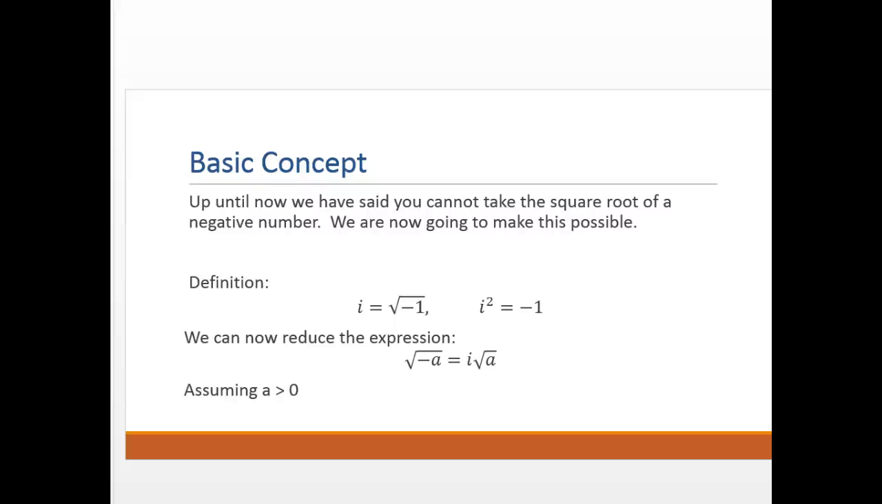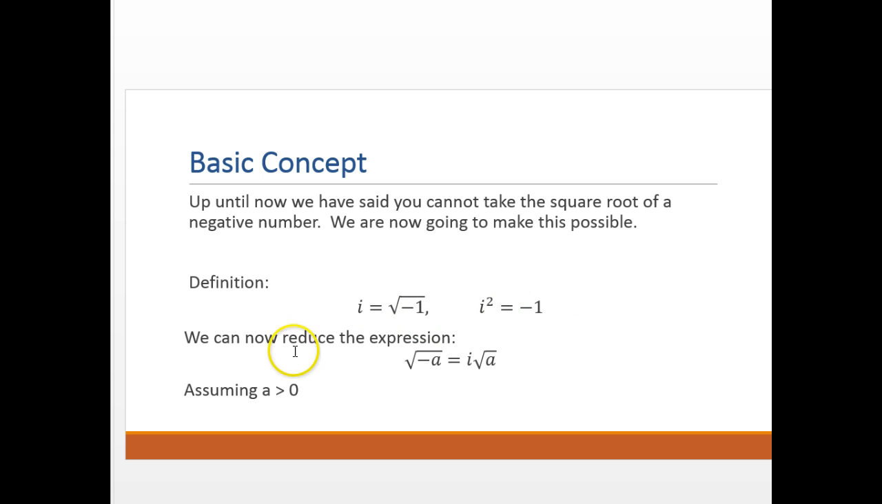Up until now we said you cannot take the square root of a negative number. We're now going to make this possible through notation. We're going to define i to be equal to the square root of negative 1. Therefore, if we square both of these sides, we get i squared is negative 1.